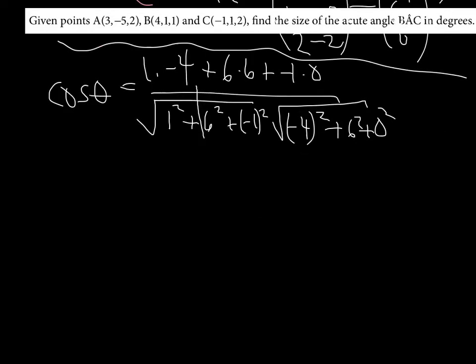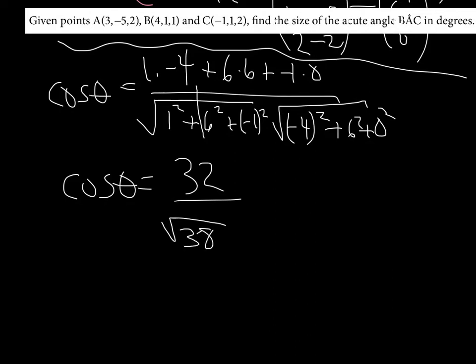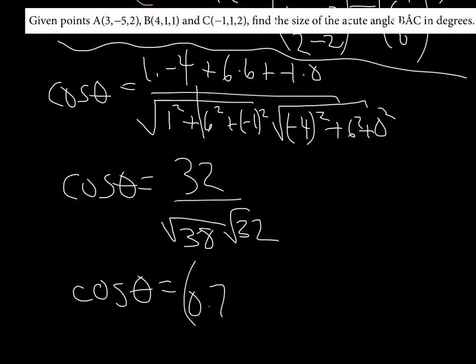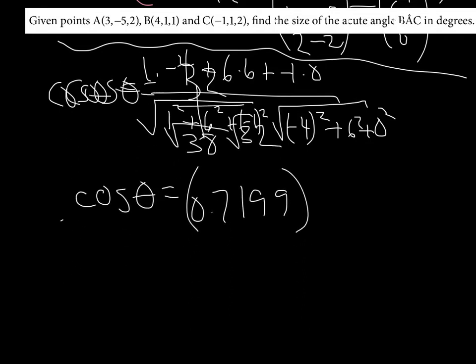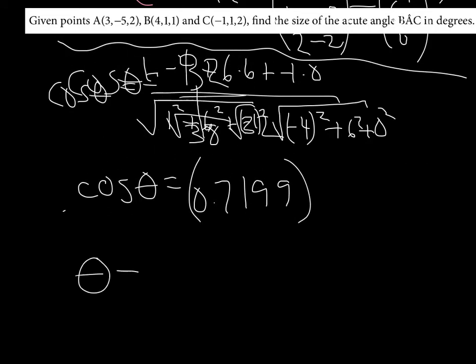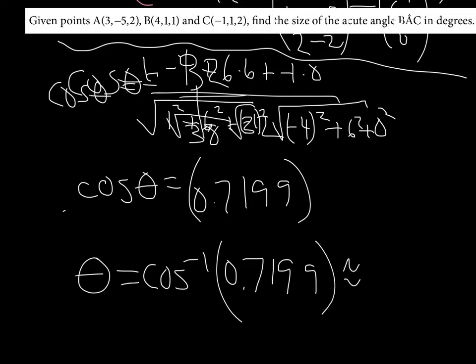So what do we get here? So evaluating this, we get that cosine theta is equal to 32 over the square root of 38 times the square root of 32. So cosine theta is equal to approximately 0.7199, and that means that theta will be the inverse cosine, and of course we're using our calculator to do this, of 0.7199, and to 3 significant figures, our angle theta is approximately 44.0 degrees.